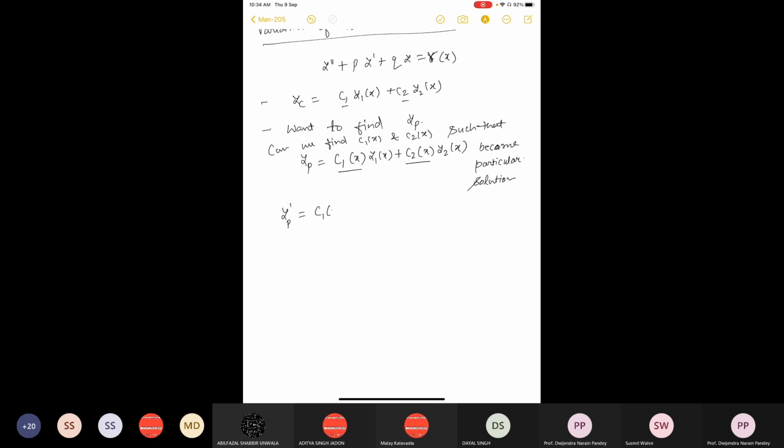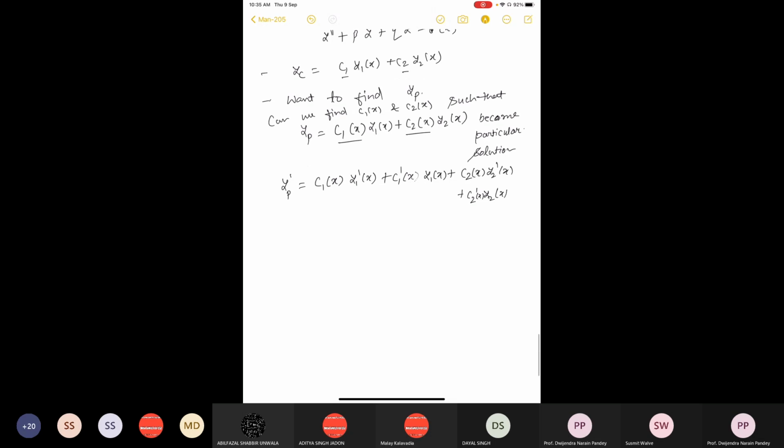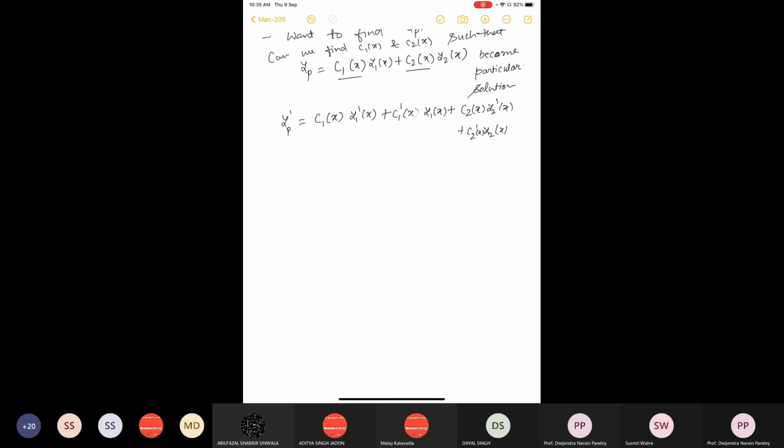It is c1(x) y1 dash(x) plus c1 dash(x) y1(x) plus c2(x) y2 dash(x) plus c2 dash(x) y2(x). I'm just writing this as c1 y1 dash plus c1 dash y1 plus c2 y2 dash plus c2 dash y2. Okay, so yp dash is this.